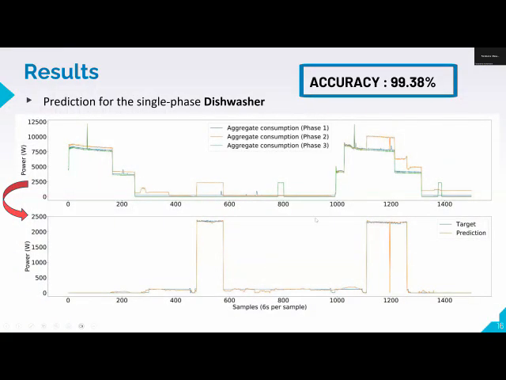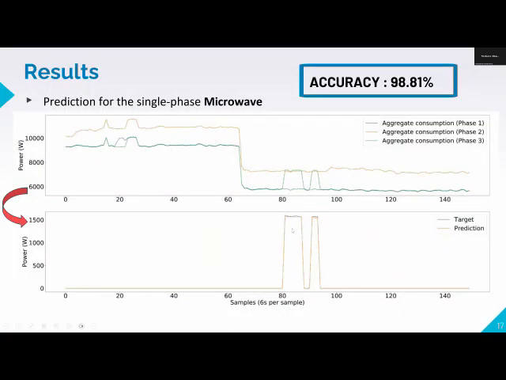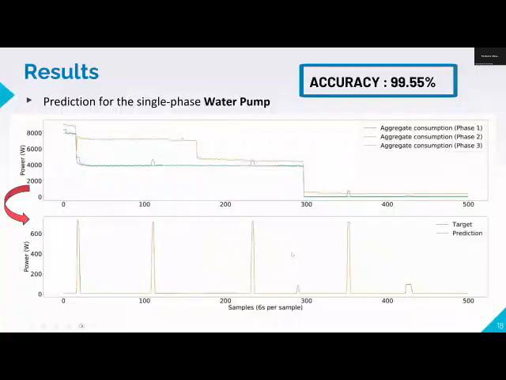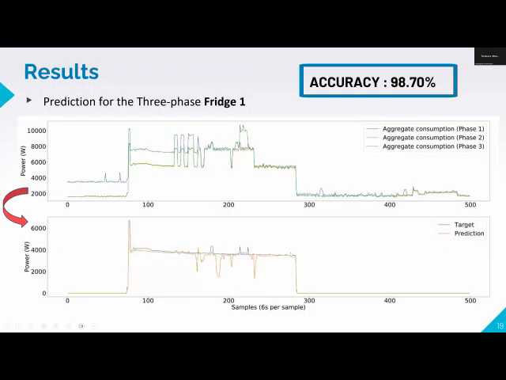So this is for the dishwasher. These are the places in the total power consumption area where the dishwasher was identified. And this is for the microwave. You can see these are the places the microwave activated in the total power consumption area. And this is the place for the water pump. And this is the place for the fridge.